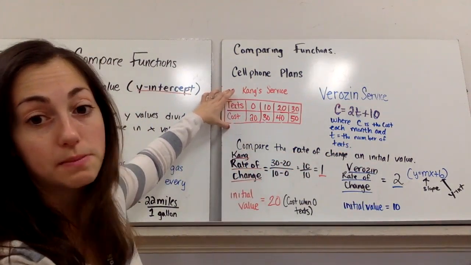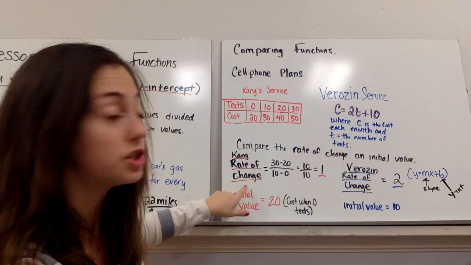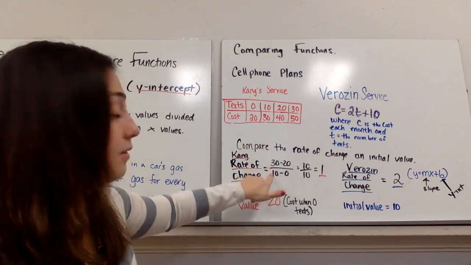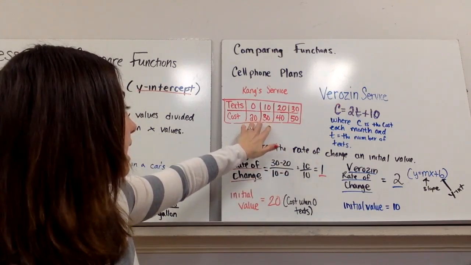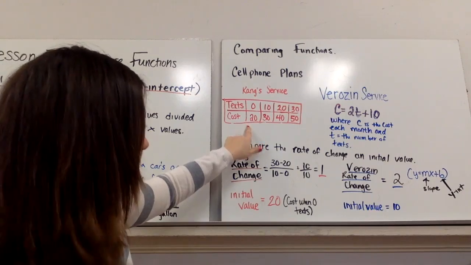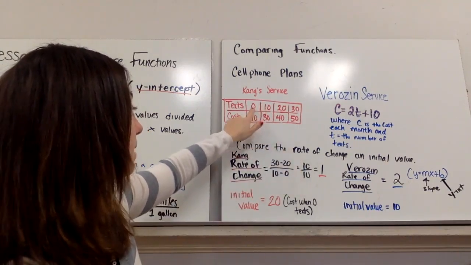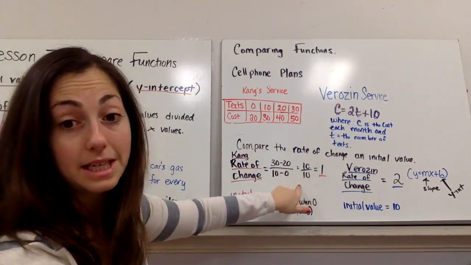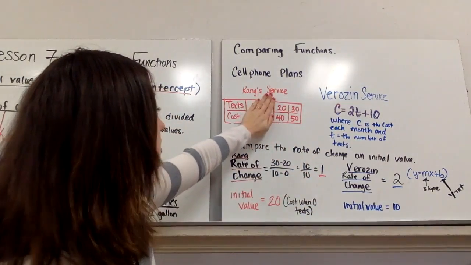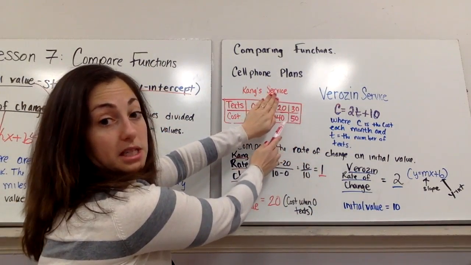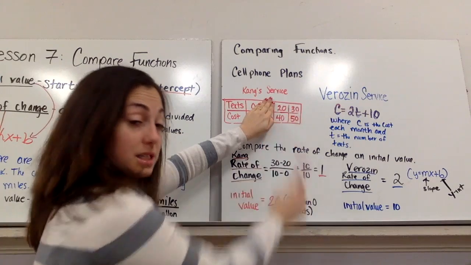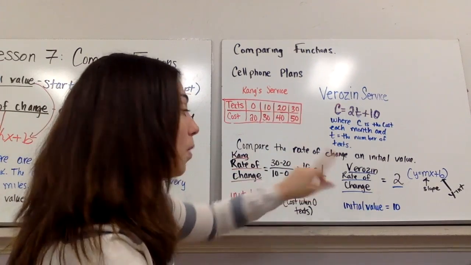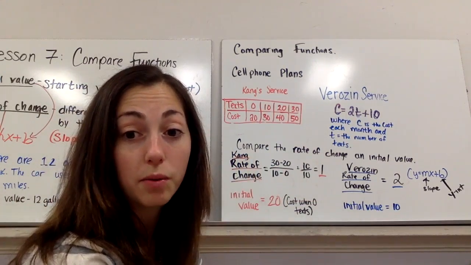So for Kang's service plan, the rate of change, you do the difference in the y divided by the difference in the x's. So any difference, 30 minus 20 is 10, and 10 minus 0 is 10. 10 divided by 10 is 1. If we had picked those two, 50 minus 40 is 10, and 30 minus 20 is 10. 10 divided by 10 is 1. So it didn't matter which pair that we picked.